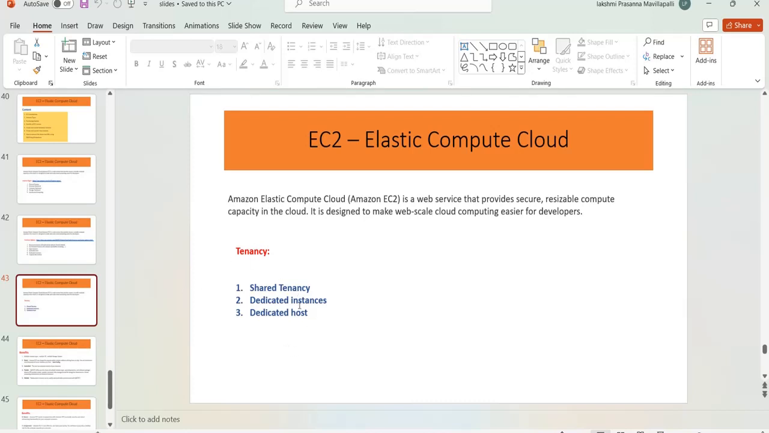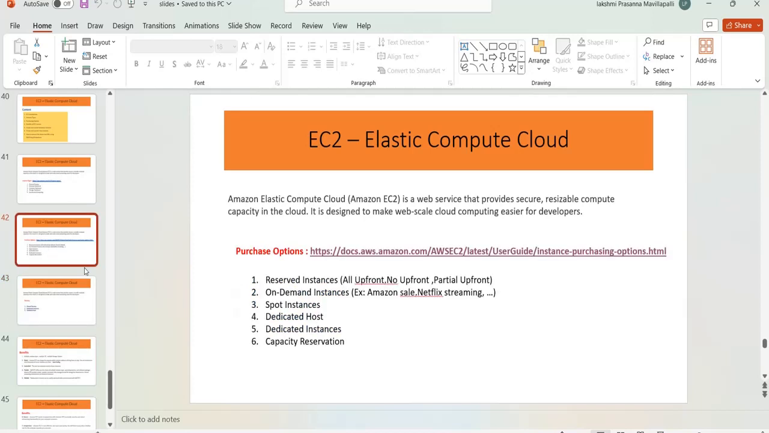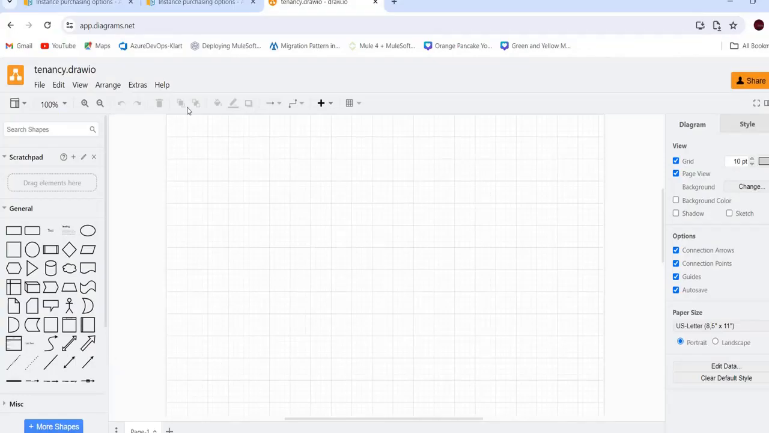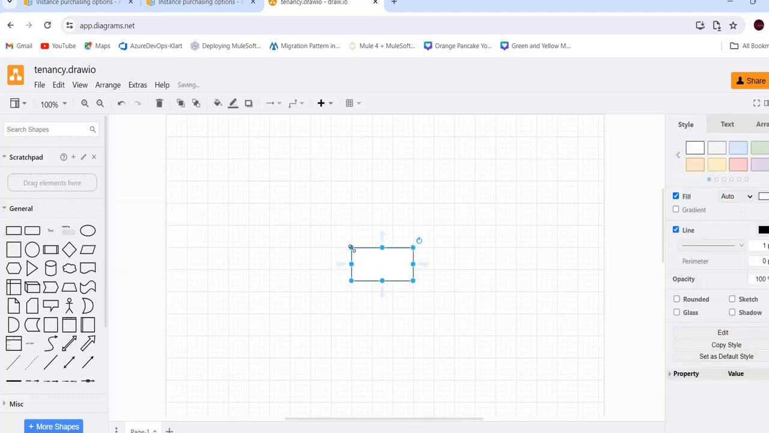So in this tenancy, we will cover dedicated instances and dedicated host. Don't worry about these two here. The type of purchase options you have is here, but you need to understand the difference first. So let's discuss the tenancy now. To understand the difference between those three, let's discuss it diagrammatically.